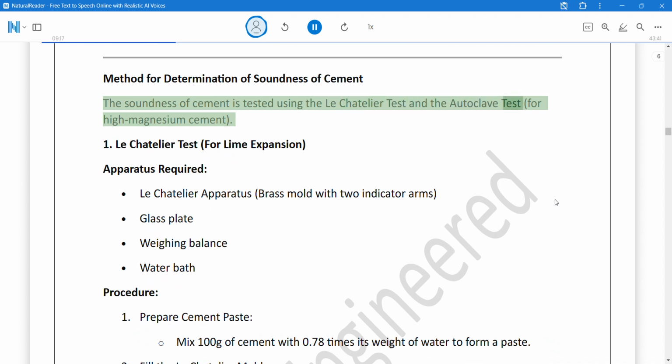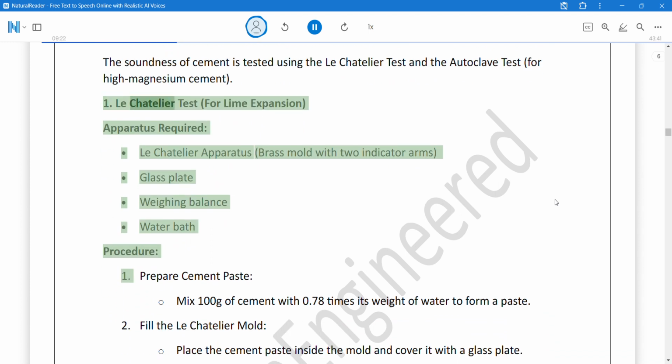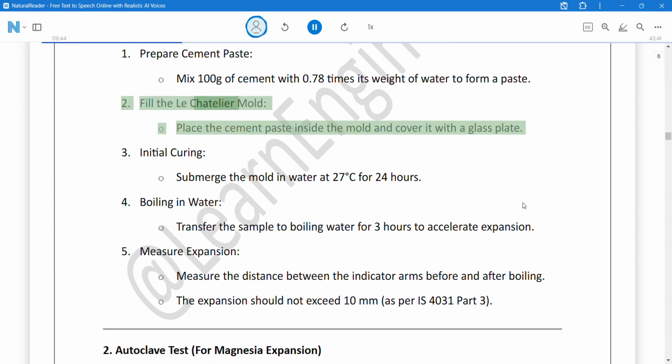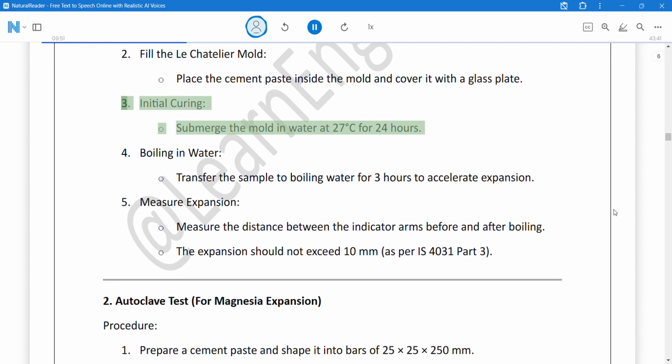1. Le-Chatelier test. Apparatus required: Le-Chatelier apparatus, glass plate, weighing balance, water bath. Procedure: 1. Prepare cement paste. Mix 100 g of cement with 0.78 times its weight of water to form a paste. 2. Fill the Le-Chatelier mold. Place the cement paste inside the mold and cover it with a glass plate.